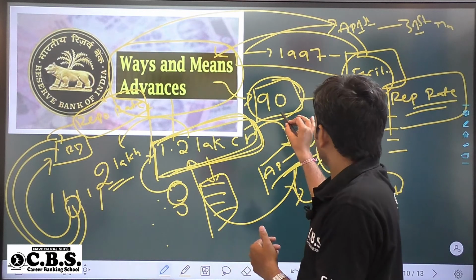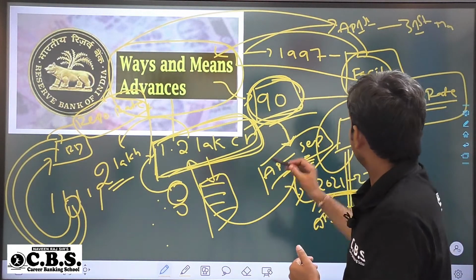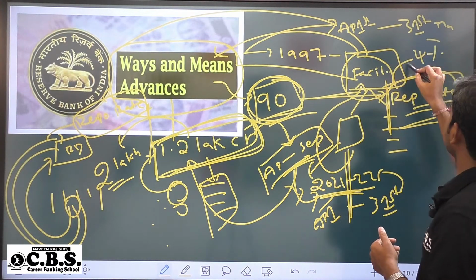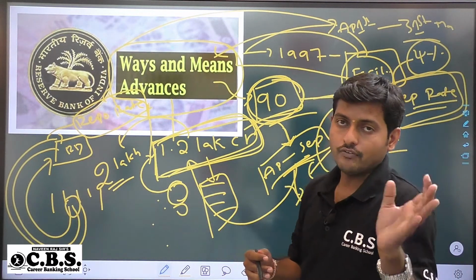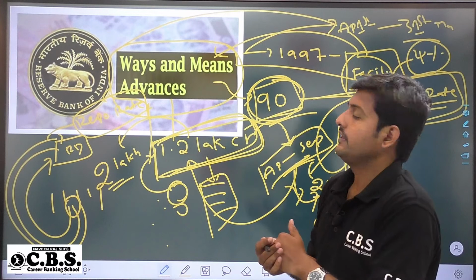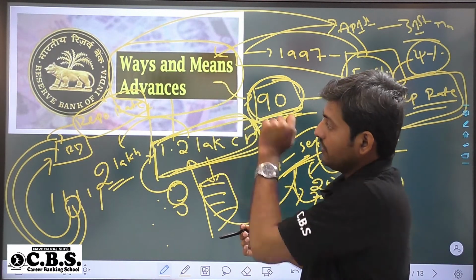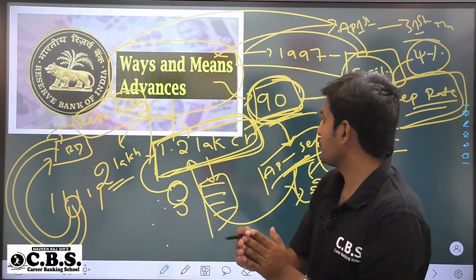So money has to be paid back within 90 days. The rate applicable is repo rate. What is the current repo rate? 4%. Now what if governments fail to pay money within 90 days? Then Reserve Bank of India will impose additional rate of interest.